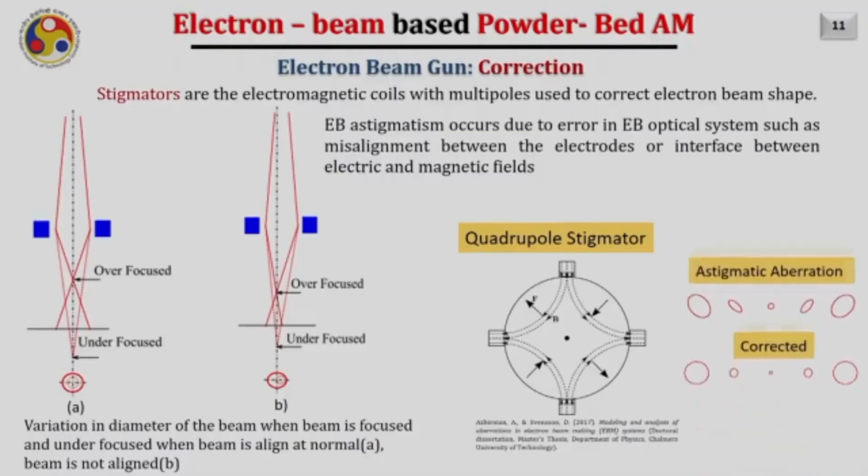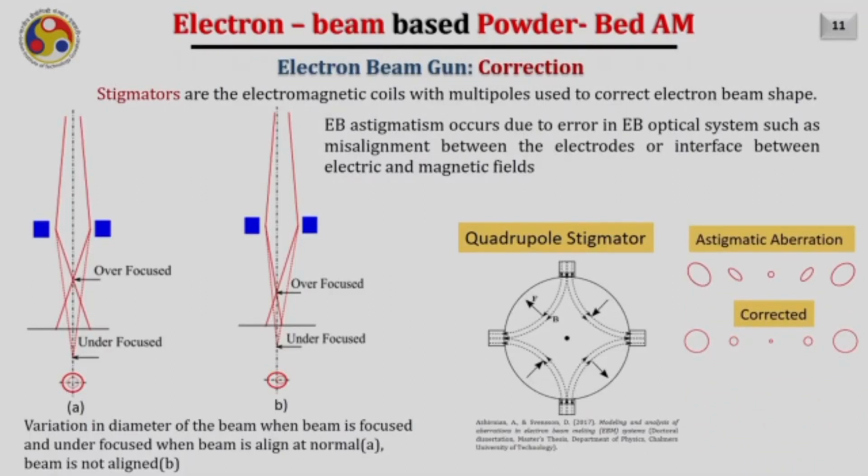Now let us discuss the correction. What happens when the electron beam is focused by utilizing the focusing coils here? They achieve the minimal diameter at a certain depth, or maybe at the powder bed itself. Wherever our electron beam is getting focused, that distance from the focusing coil is called the focus distance. If the focal point is under the bed, I mean if this is the powder bed's top layer and the focal point is under this, then it is called under focused, and if it is above this, it is called over focused.